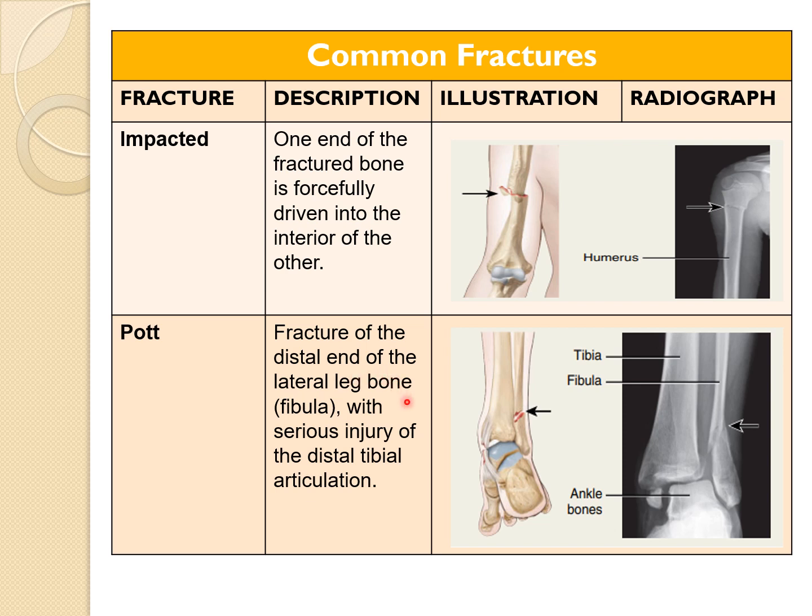Here you can see this is fibula and this is tibia. So Pott fracture is the fracture of the distal end of the fibula bone with serious injury of the distal tibial articulation.